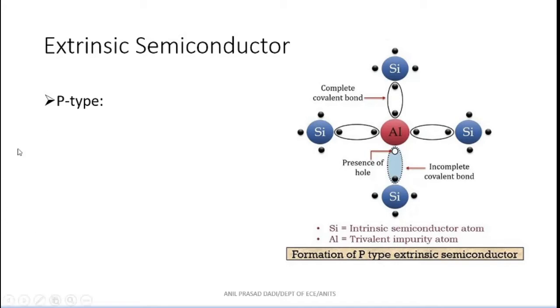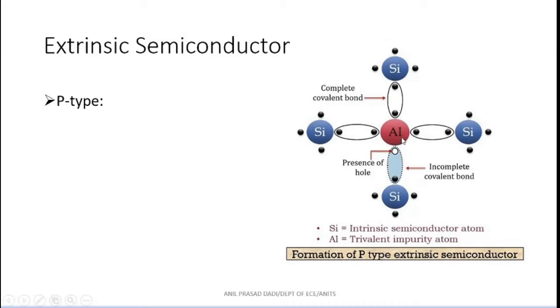Look here. Is the slide visible? What I have done is, in place of aluminum there would have been a silicon if I consider an intrinsic semiconductor. Yes or no? But by means of this doping process, what is the doping process? Adding impurities to the intrinsic semiconductor. Due to this process, I am able to replace this silicon with this aluminum.